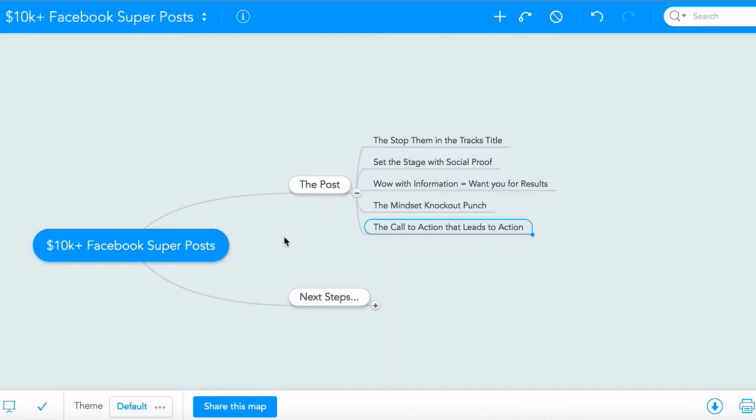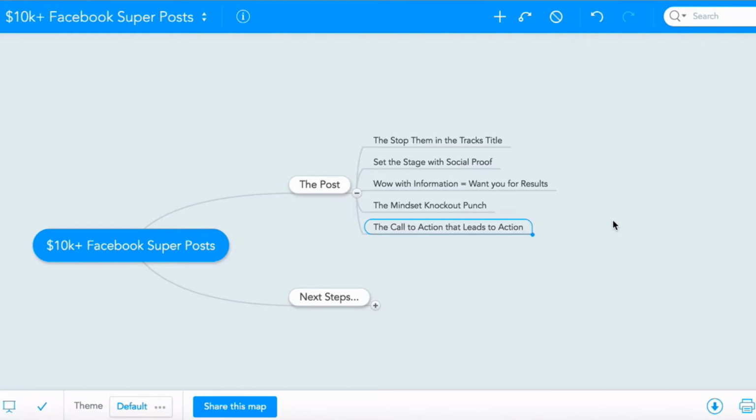As you can see here, in a Facebook super post, there are 5 key areas you need to have. The first thing is the stop them in their tracks title. Now you're probably wondering, what is the stop them in their tracks title? Well, it's exactly what I'm saying.